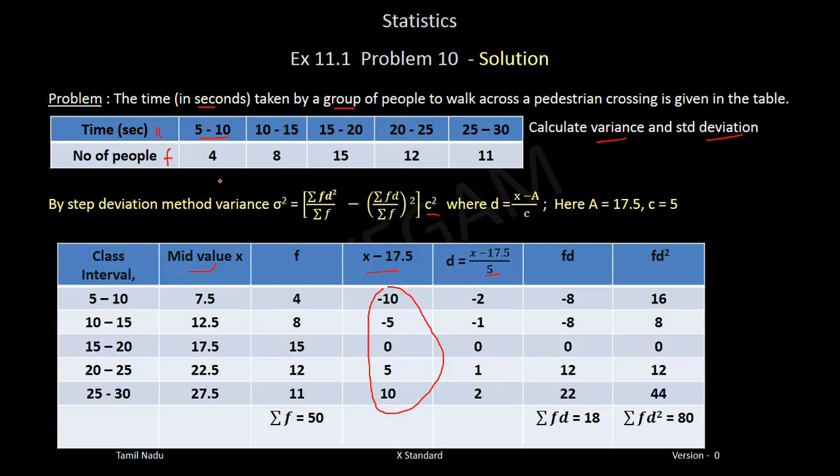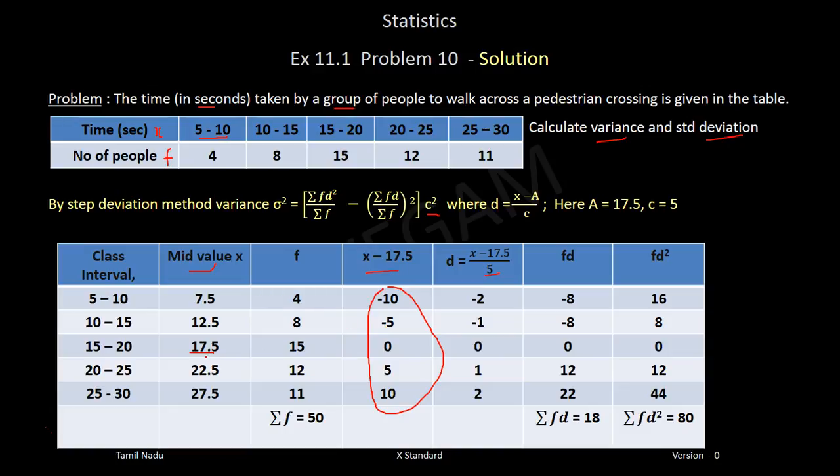Now for the frequency, we take the corresponding values from this table and write them down here. Out of these mid values, 17.5 is the middle one, so let's assume that to be the mean. So a is 17.5. Now find x minus a, that is x minus 17.5. So 7.5 minus 17.5 is minus 10, 12.5 minus 17.5 is minus 5, and 17.5 minus 17.5, which is a, is 0.